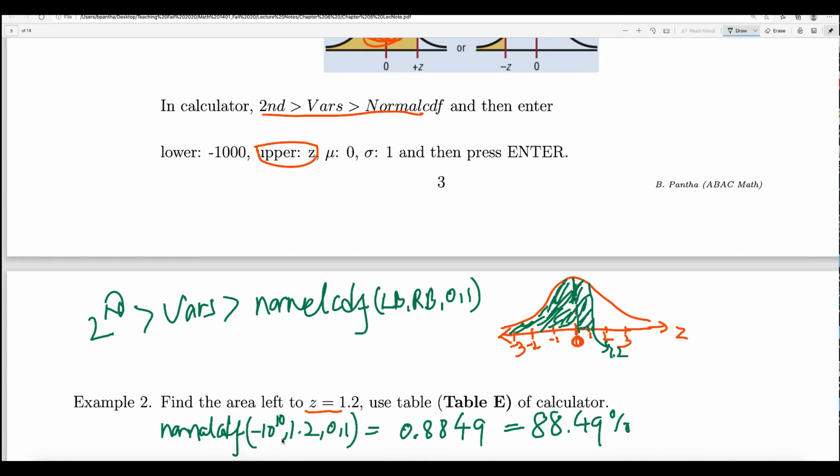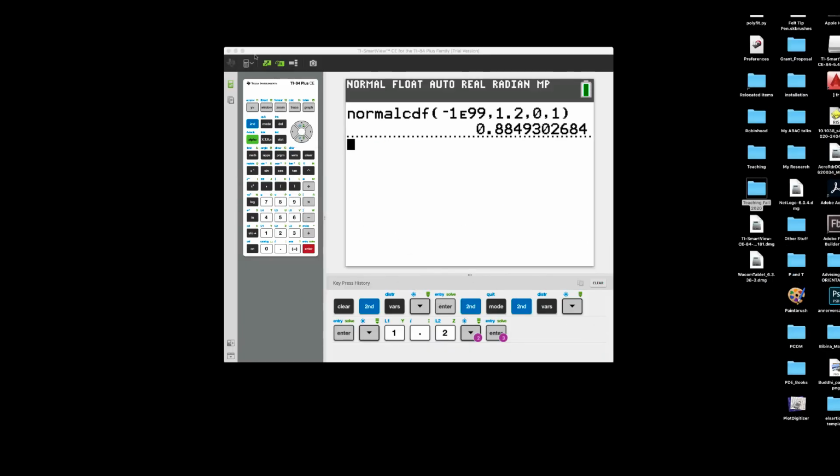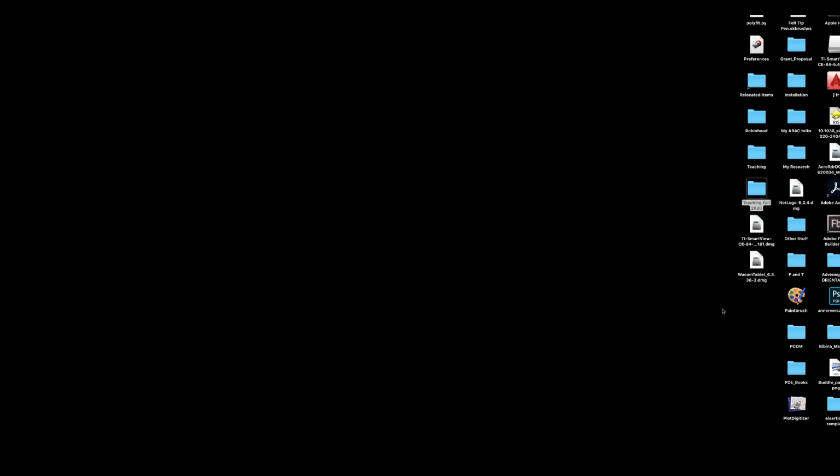This is for the TI-83. For the TI-84, as you do second, vars, and normal CDF, the calculator automatically picks those values. What were those values? These are the values there. All right.